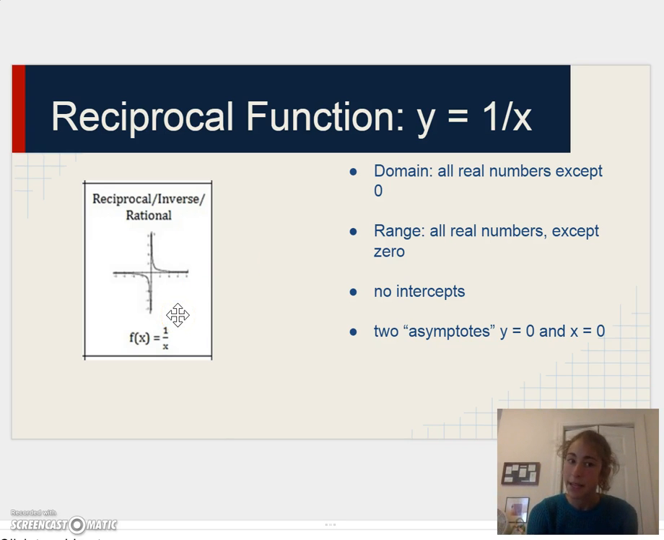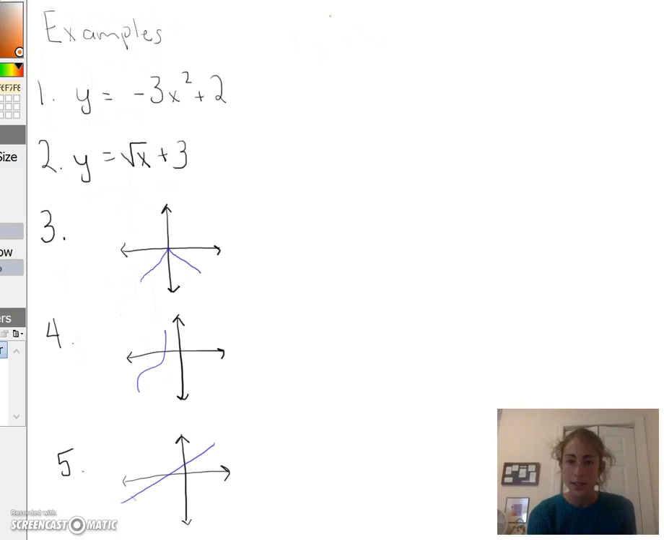So now let's do some examples of the kinds of things that I would ask you to do with parent functions. So let me switch my screen. Okay, so here are some examples. The first one is y equals negative 3x squared plus 2. So what is the parent function here? That's what I'm asking. And if you think back to what we just did, well, the closest function that this resembles is the quadratic. It has a power of 2. So the parent function is y equals x squared.